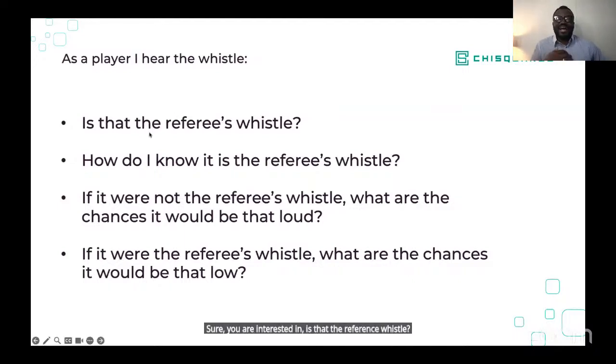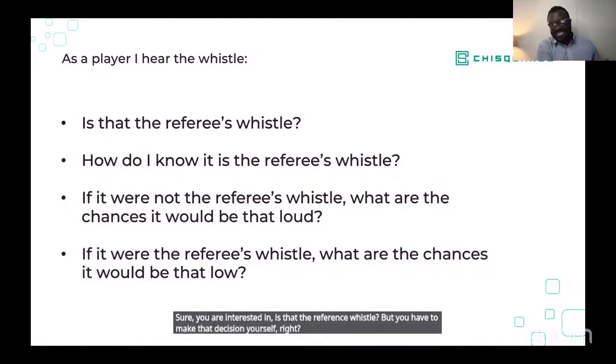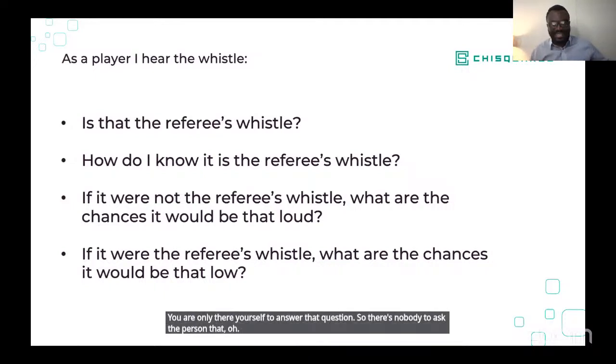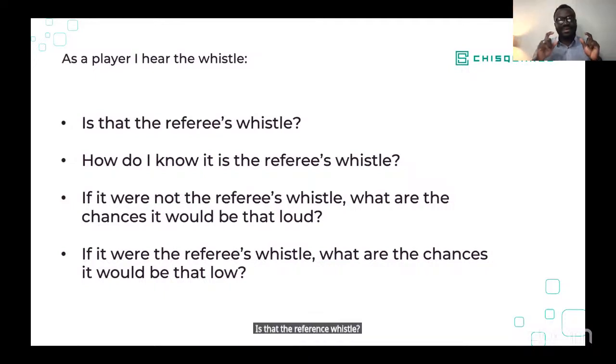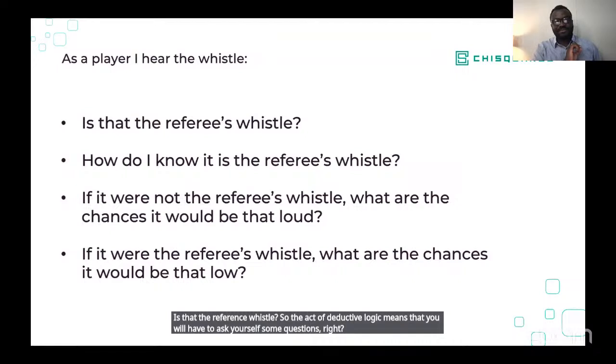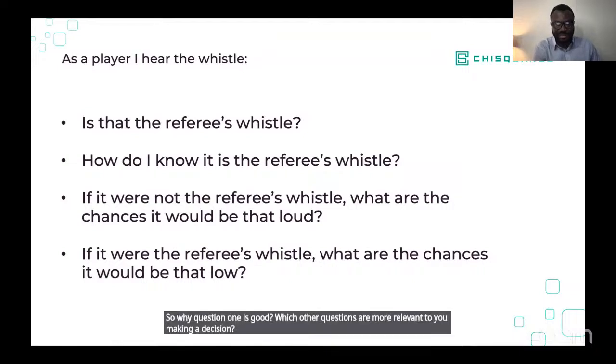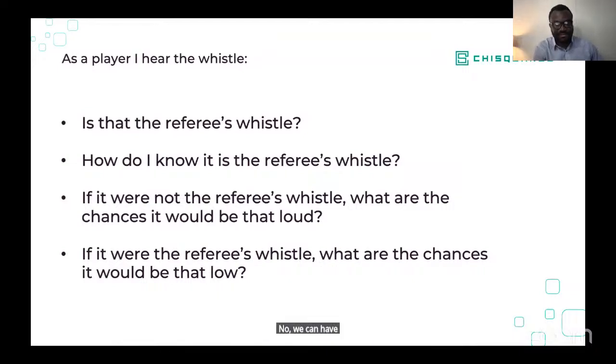But you have to make that decision yourself. There's nobody to ask that question to. You are only there yourself to answer that question. So there's nobody to ask the person, oh, is that the referee's whistle? So the act of deductive logic means that you'll have to ask yourself some questions. So sure, while question 1 is good, which other questions are more relevant to you making a decision? Maybe we can have someone else too.